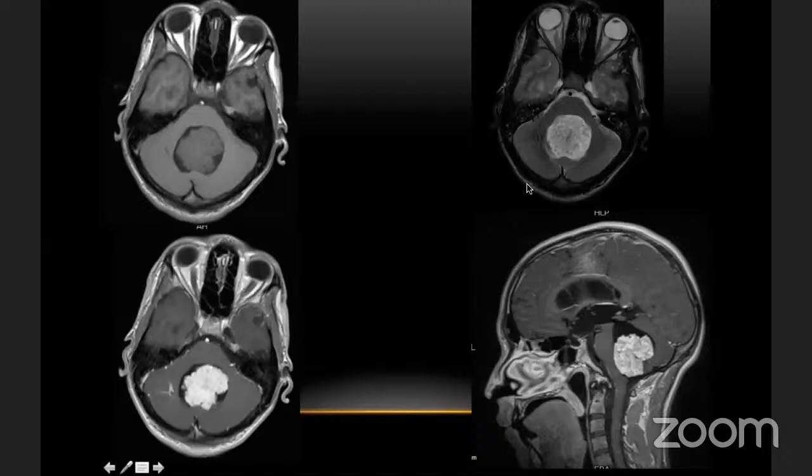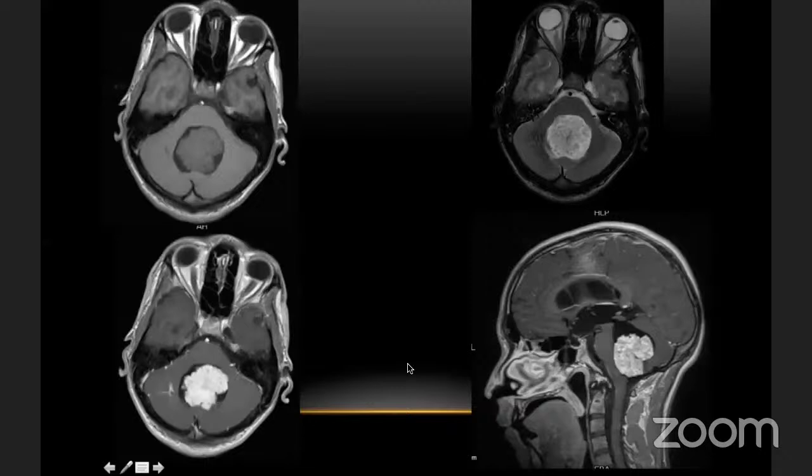Right. So who would like to describe the scan? This is a young patient who presented with nausea, vomiting, and ataxia. How would you describe the scan? Using the chat box, you can write whatever you see. What do you think this is? Dr. Rajendra thinks that this is medulloblastoma. Any other differential? Most of the people are saying that this is medulloblastoma.